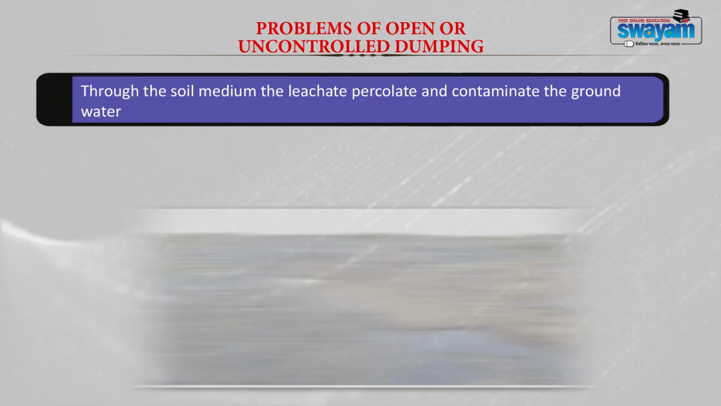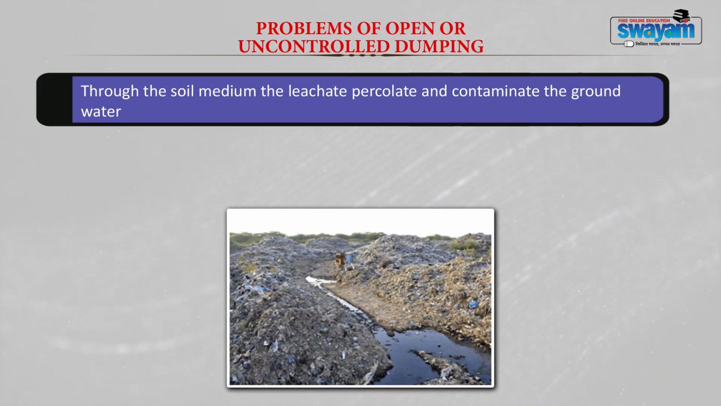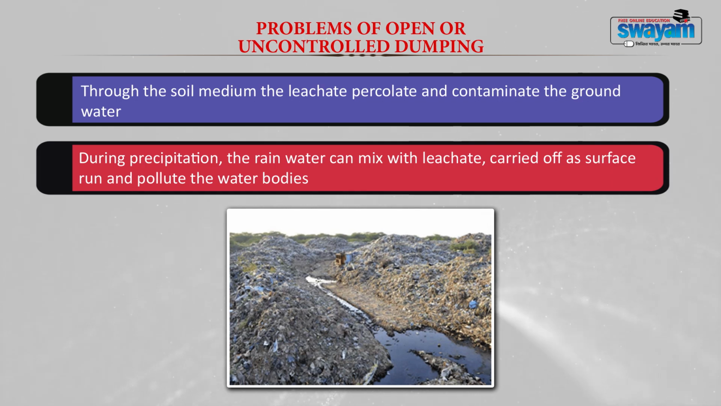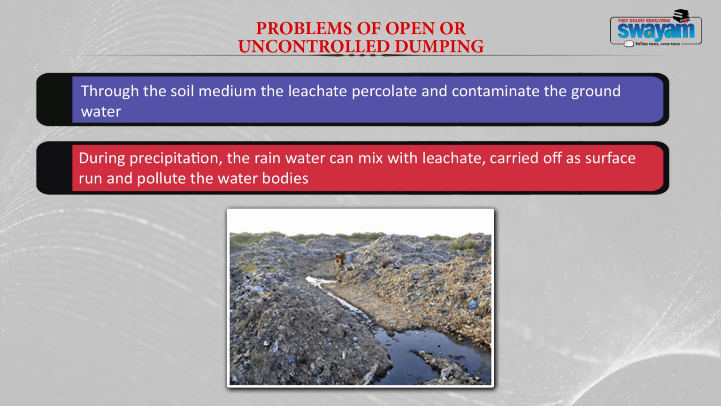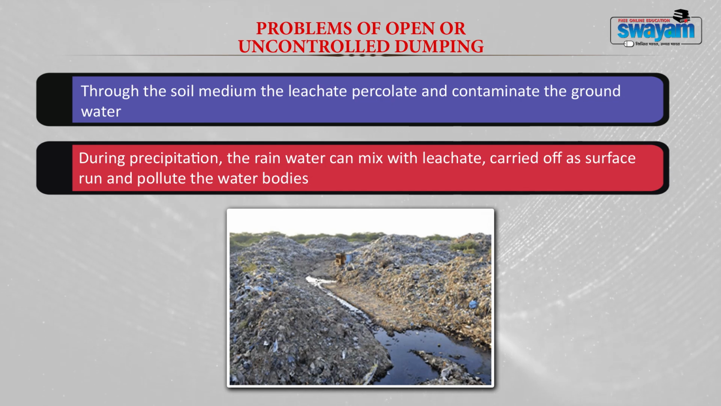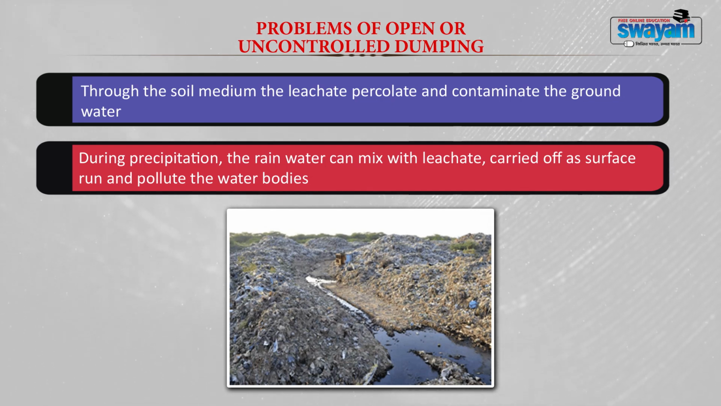Again, as I told you, through the soil medium the water leaches or percolates into the groundwater and then contaminates it. Now, when there is heavy rainfall or any form of precipitation, when it falls on the waste material, it will wash away a lot of material present in the waste. Along with that, leachate also gets mixed with the rainwater and is carried off as surface runoff. Once again, when this surface runoff enters into the water body, it starts polluting surface water bodies like rivers, lakes, streams and so on.